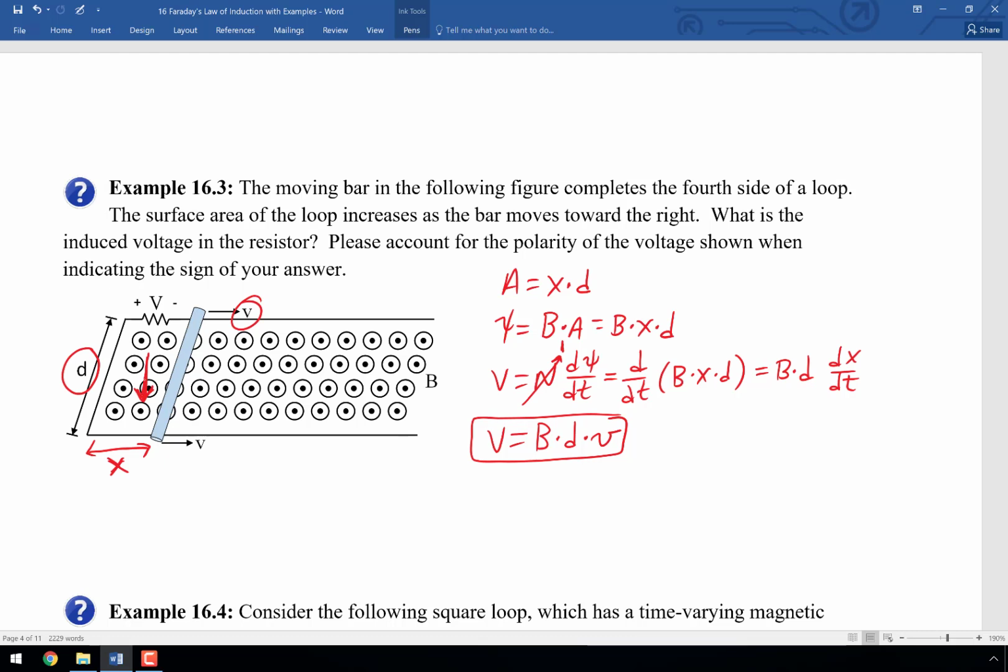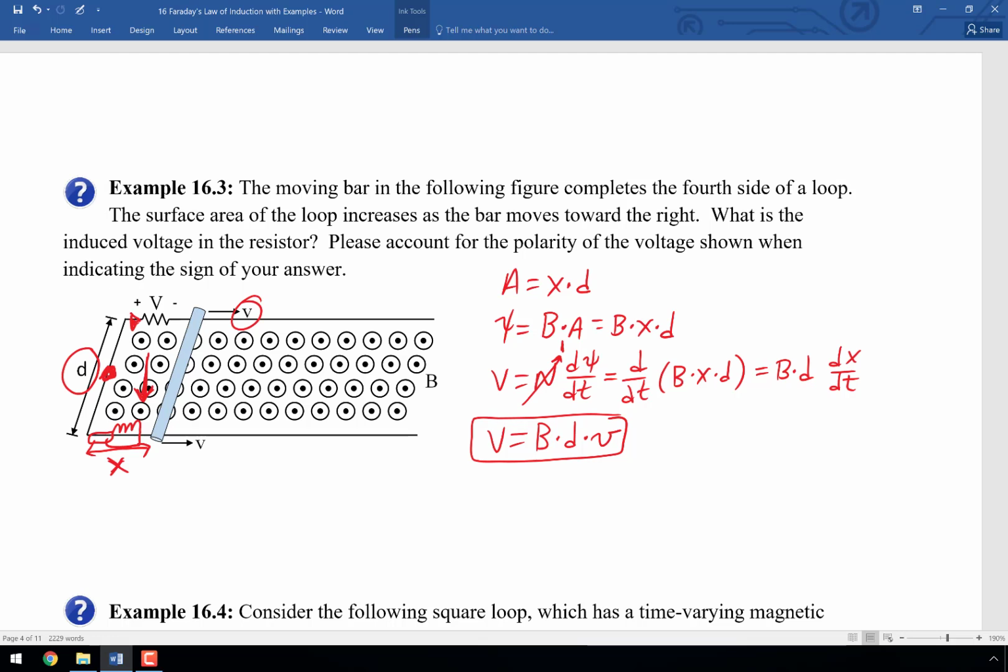And in order to do this, I can again think of putting my thumb in this direction and my four fingers in this direction. And that means that inside of the loop, the magnetic flux is going to be going downward. So that means that the current is going to be flowing in this direction.